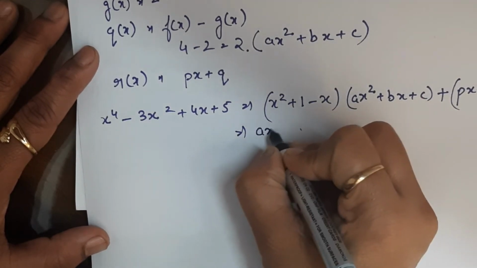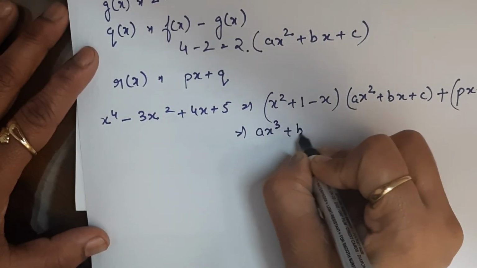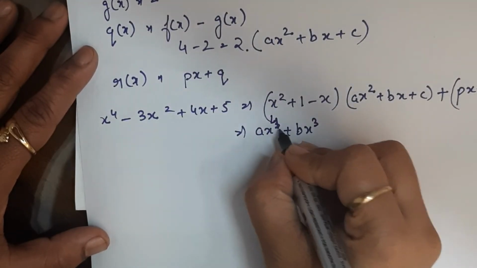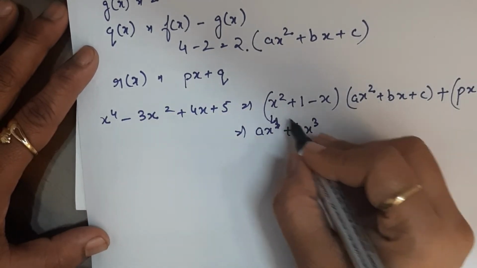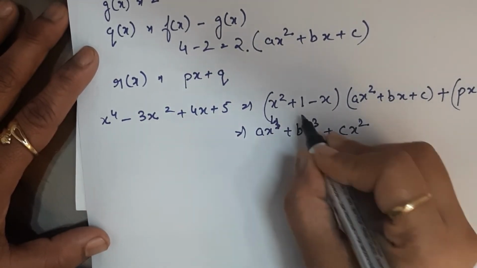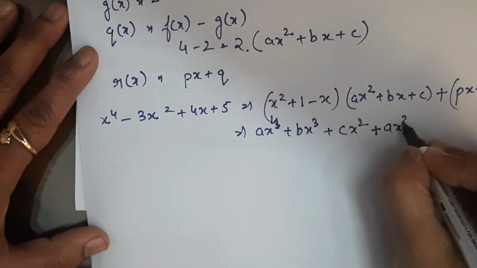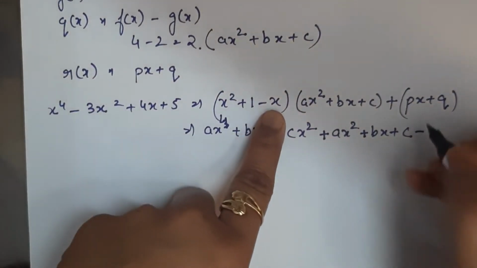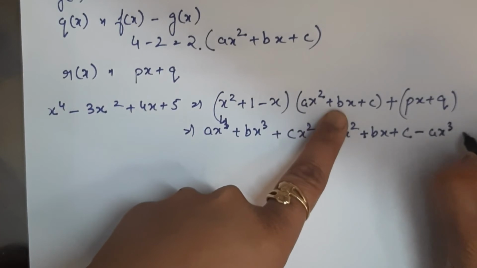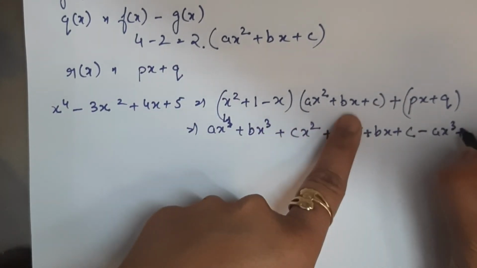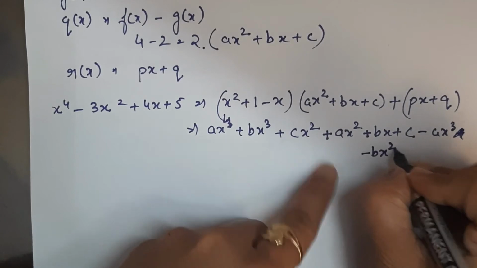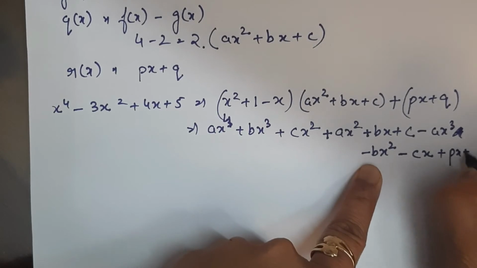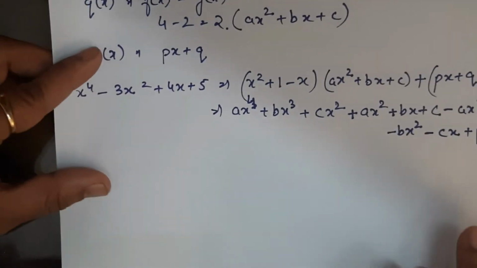It comes out to be ax^4, plus bx cube. Oh sorry, it is 4, 2 plus 2 is 4. I'm so sorry. This comes out to be bx cube. Now this comes out to be cx square. Now with 1, that means plus ax square plus bx plus c. Now with minus x, it comes out to be minus ax cube, minus bx square, and minus cx, plus px plus q.